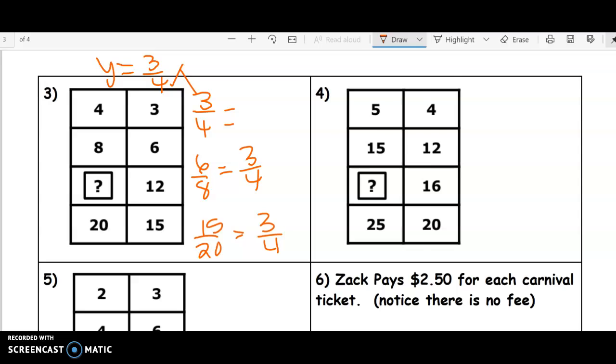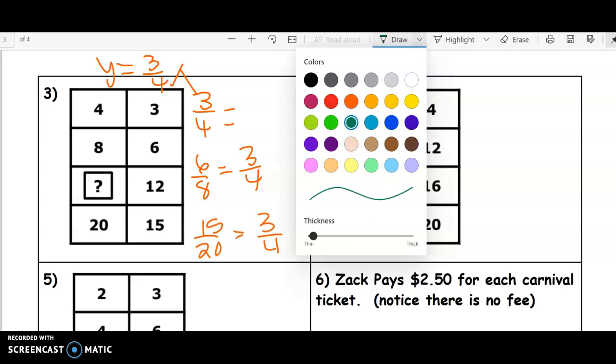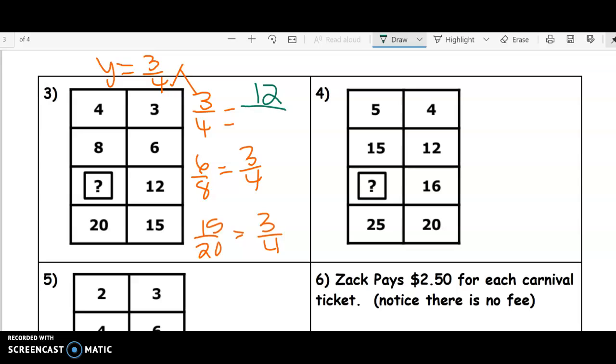I am going to now utilize that, and I'm going to say 12 is on top, which is 3 times 4, and this must be 4 times 4, so this is 16, and so this value is 16.